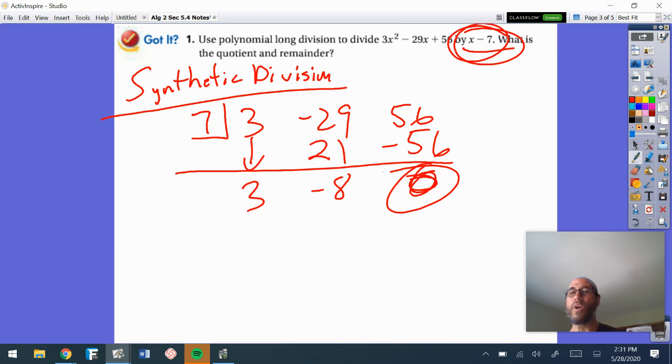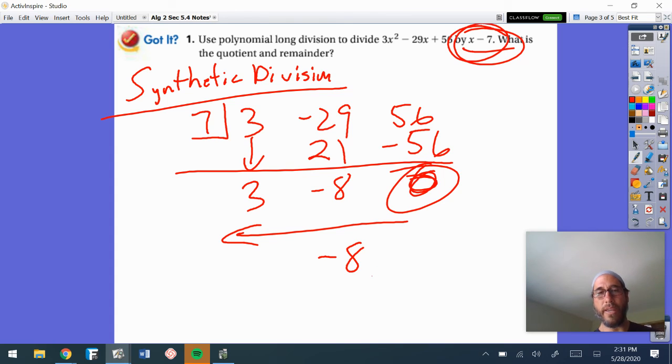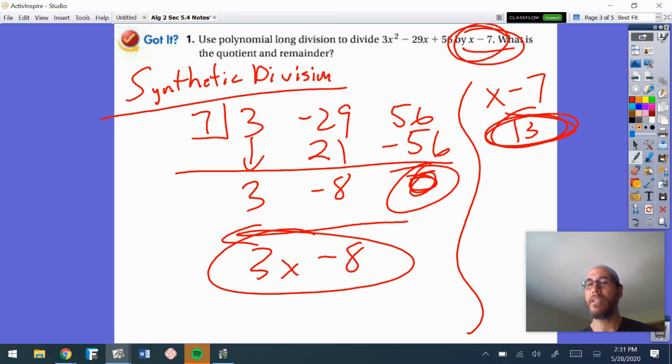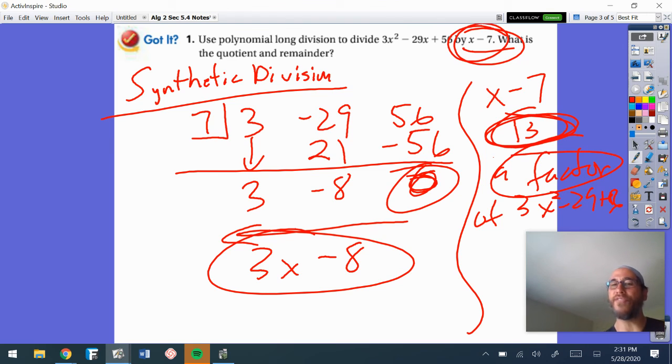It means a number of things. One, that's our remainder. So if that's my remainder and I go this way, the next guy has no x on it, and the next guy is going to have an x. Remember, flippy, flippy. It's the same answer we got when we did long division, but we got that so much quicker. And then what else could we conclude? We would say x minus 7 is a factor. And it's a factor of 3x squared minus 29x plus 56.